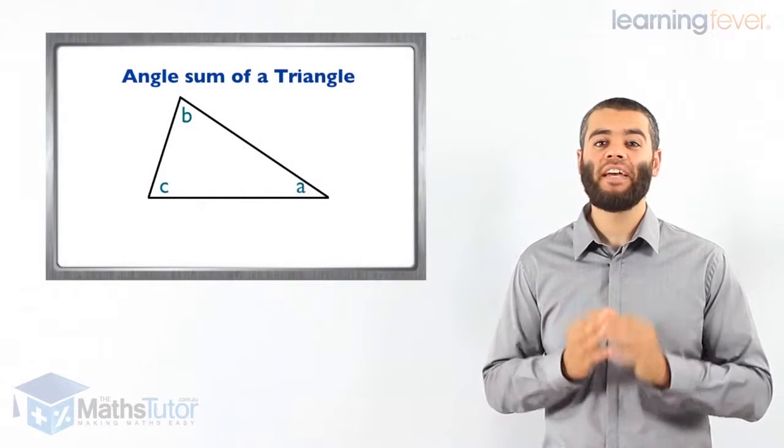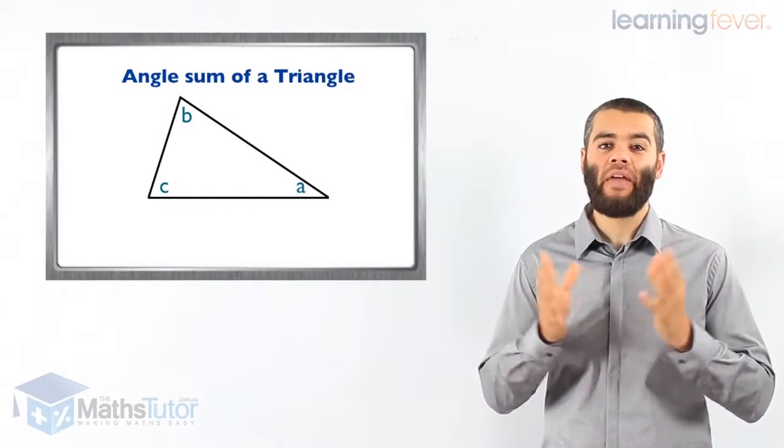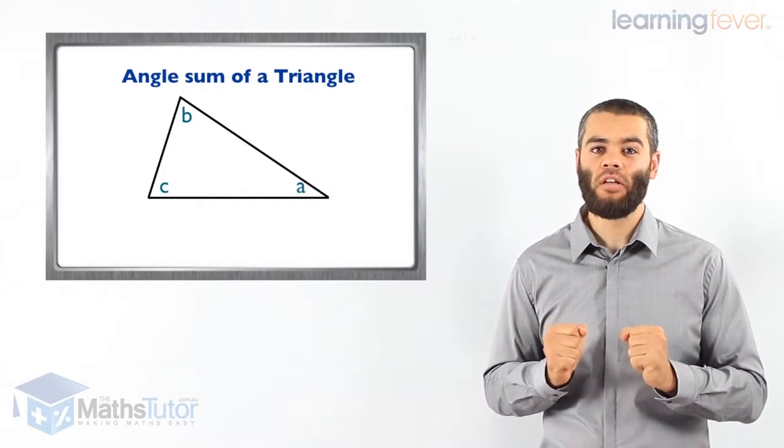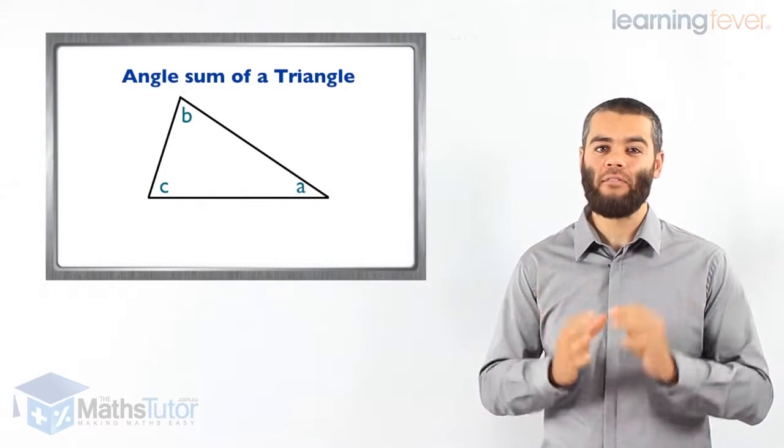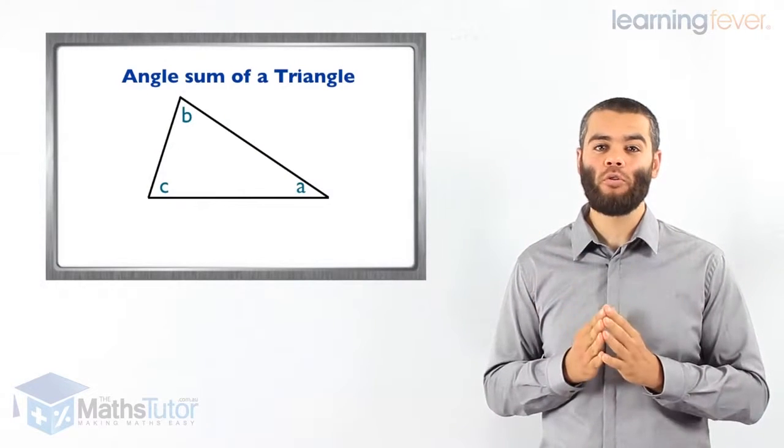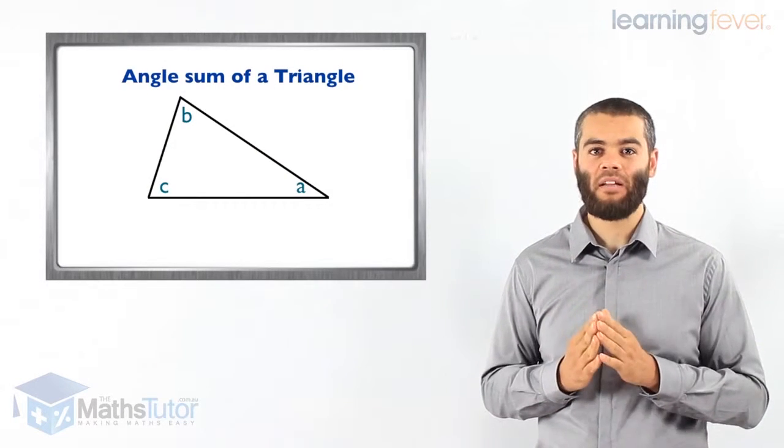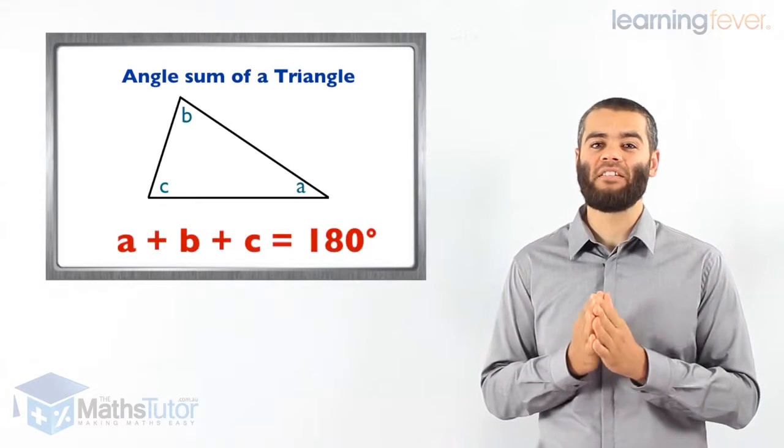Hey guys, today we're going to be learning about the angle sum of a triangle. Triangles, as you know, have three angles. All the angles add up to a special number. This number is 180 degrees.